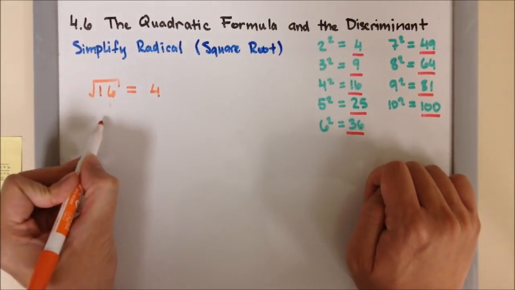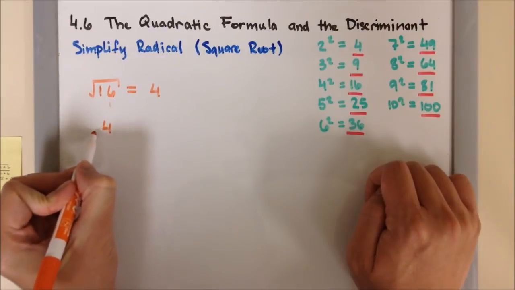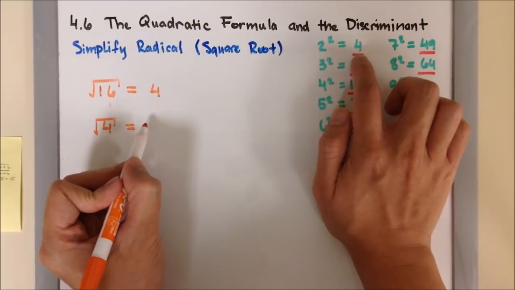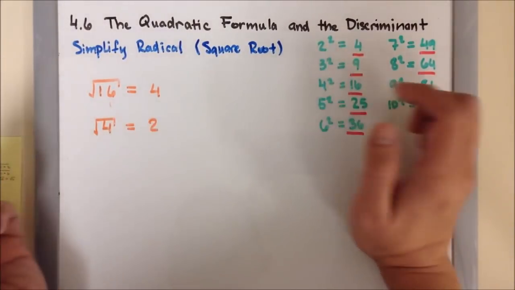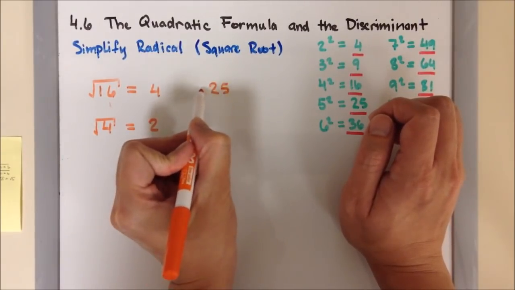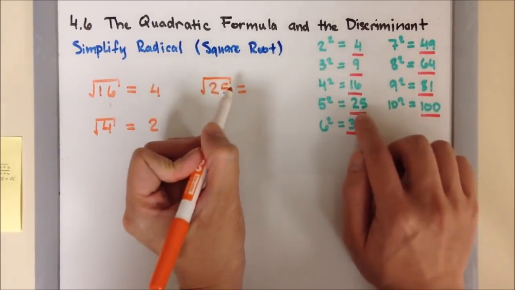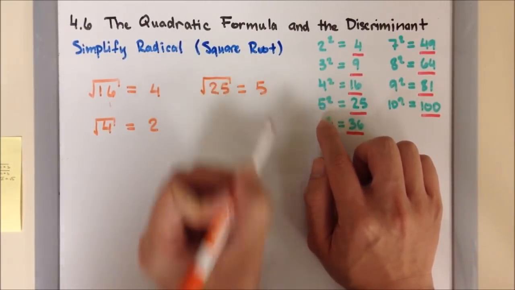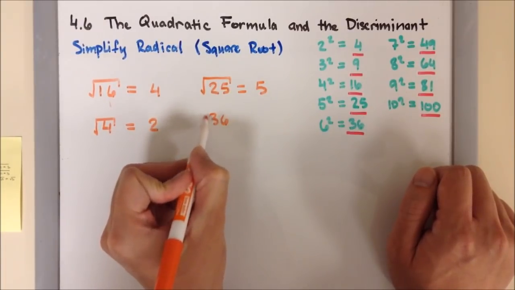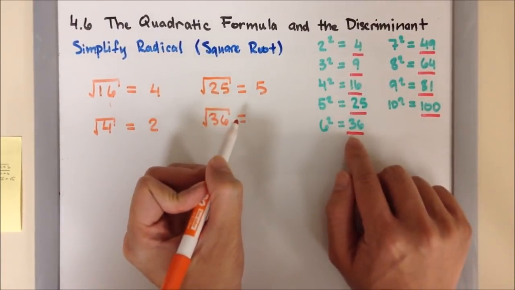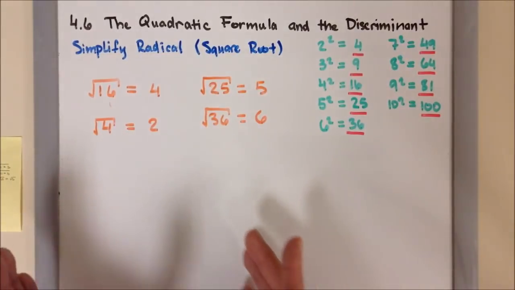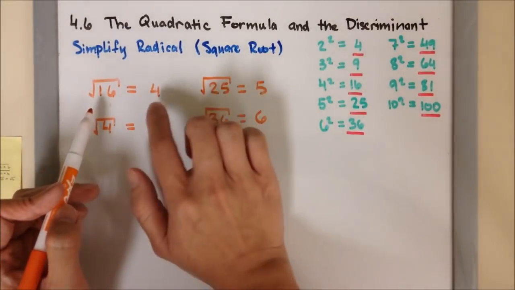Now let's do another example. If I ask you to do the square root of 4, I look at my perfect square number 4 and the base is 2, so I'm just going to write 2. Then let's do another example, 25. The square root of 25, my base is 5, so I'm just going to write 5. Now let's do one more example, the square root of 36. Find my perfect square number, 36. My base is 6. So if I ask you to do the square root of 16, you should just say 4.